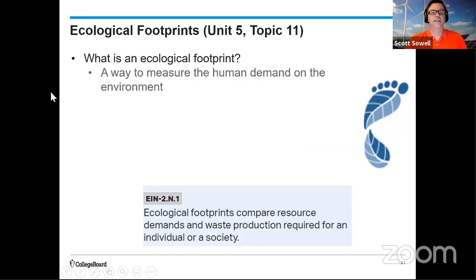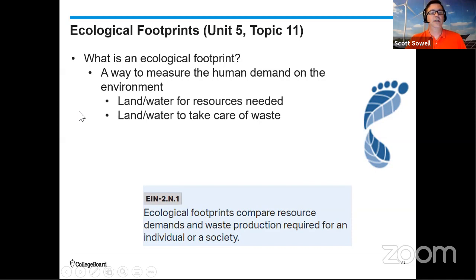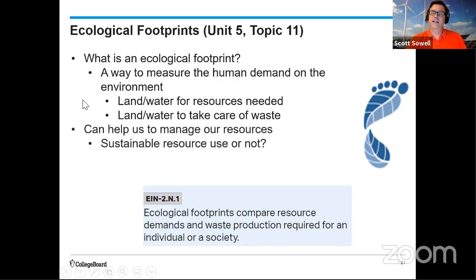So what's the footprint? It's a way to measure the human demand on the environment. It's really looking at the amount of land and water you need for the resources you use, as well as the amount of land and water to take care of the waste you generate. And this can be a really useful tool in understanding, are we using our natural resources in a sustainable manner? And what could we do to change? It's a nice way to quantify things that for a lot of us seem very nebulous and unquantifiable. It's a way to give us a lens on our consumption.